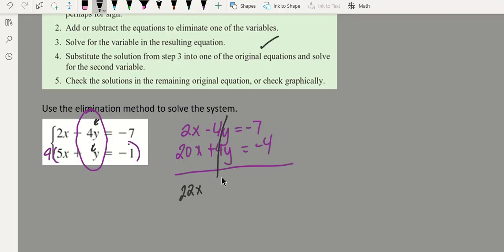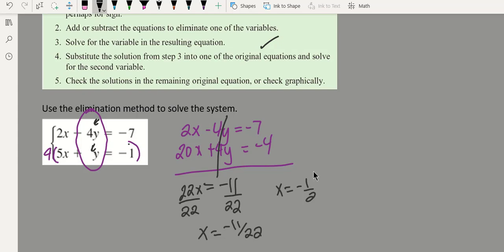Okay? So this will give me 22x equals -11. Now we divide both sides by 22, and x equals -11 over 22, which we can reduce to x equals -1/2.